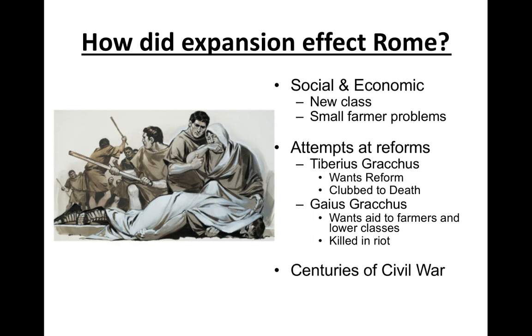And we see that Rome is essentially plunged into centuries of civil war. Different senators kind of rising to power and trying to take more control over the other senators, and kind of a general chaos during this time.